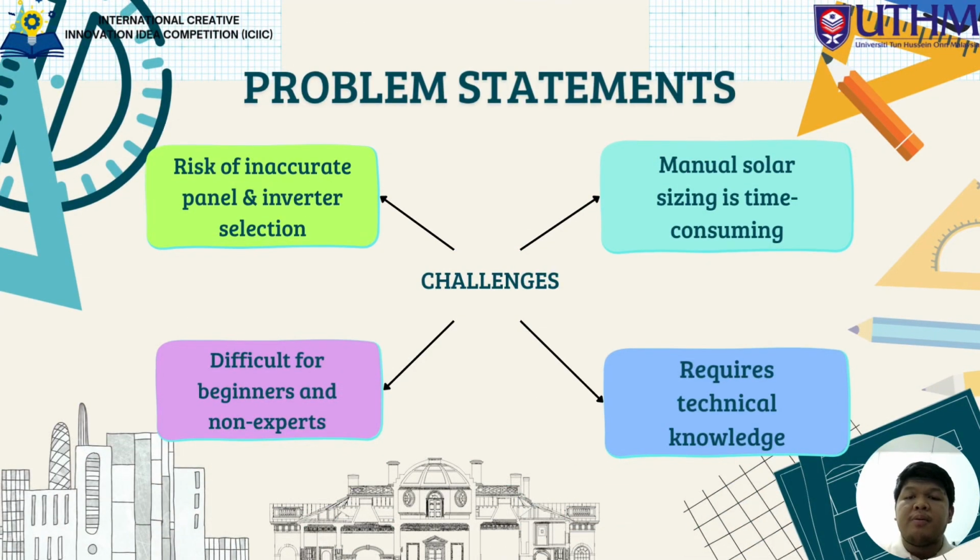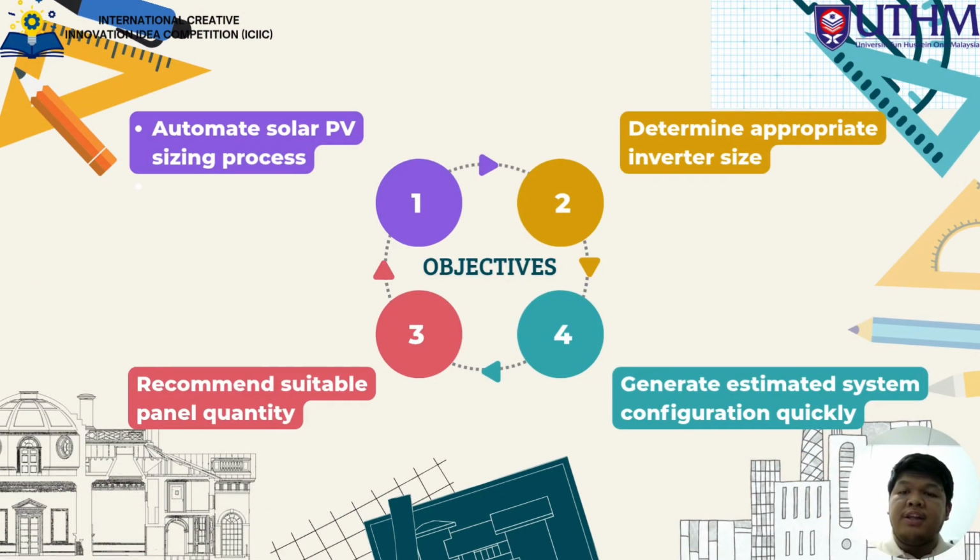One of the major problems in solar system planning is that the sizing process is usually done manually and requires strong technical knowledge. Users need to calculate panel quantity, inverter capacity, and available installation area separately, which can lead to errors, unsuitable configuration, and longer planning time, especially for beginners. The objectives of this project are to automate the solar PV sizing process, recommend the suitable number of solar panels based on available space, determine the appropriate inverter size, and finally generate an estimated system configuration efficiently and accurately.